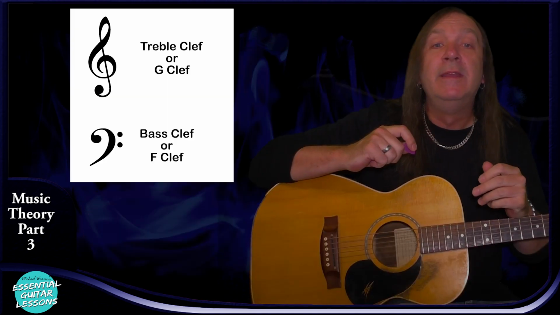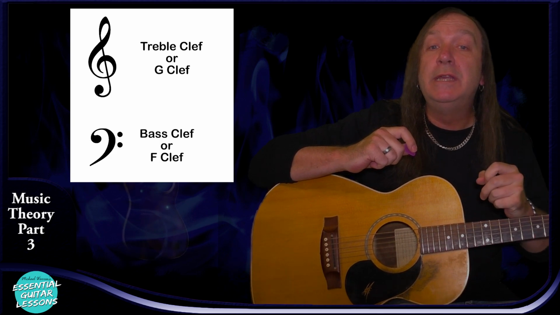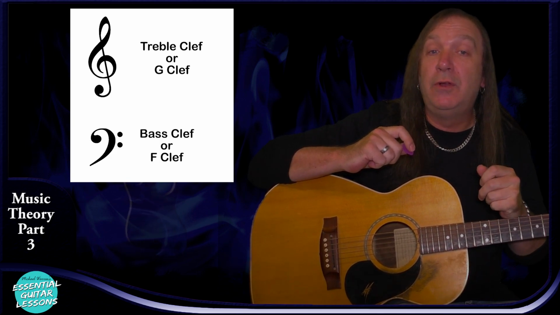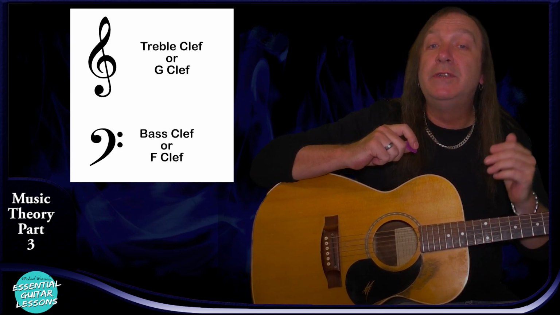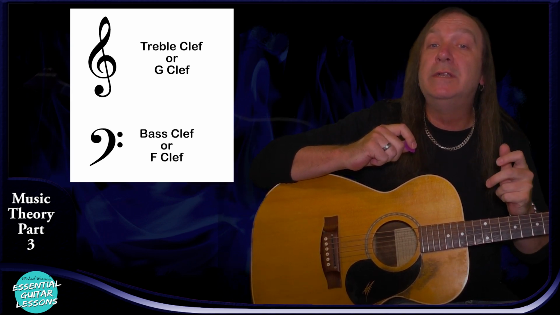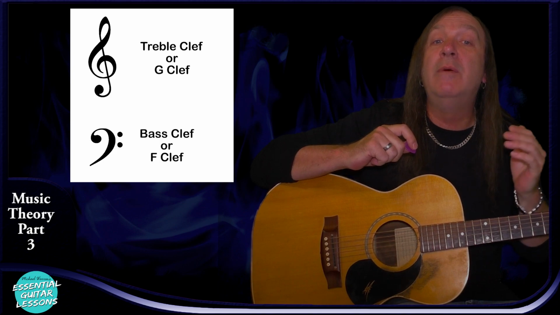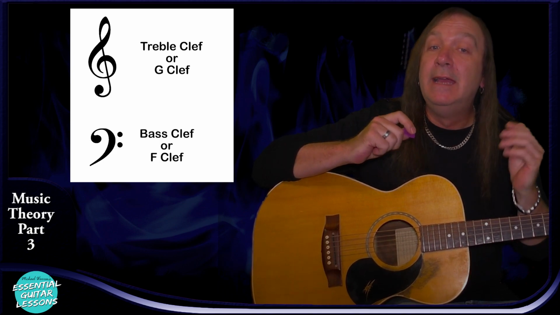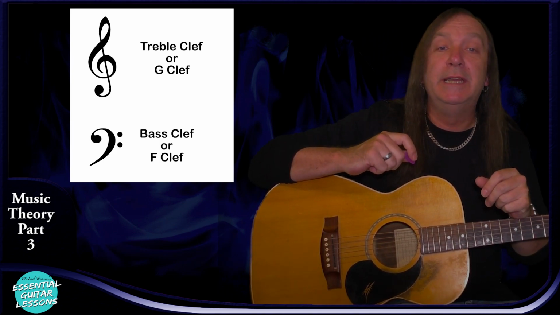The first thing we put on the staff is a clef. This is at the start of music and most of the time the start of each line of the music. And the clef is used to indicate which notes are represented on the lines and the spaces of the staff and what pitch the notes are. As we get into it, it'll make a little more sense.